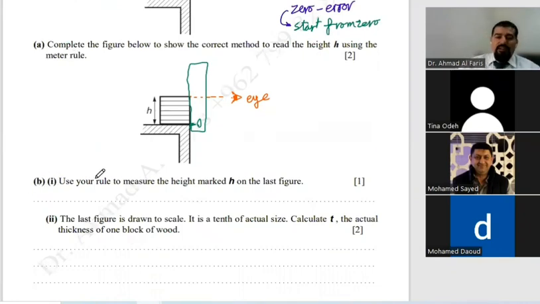Part B, use your own ruler to measure the height marked H on the last figure. Now, unfortunately, all of you have your own printers and each one has different printers. So maybe you print this paper out with different dimensions, with different size. So I don't prefer that, because in an exam or the externals, all of you will have the same standard size of the paper. So if you use your ruler and you measure the distance here, it will be the same distance. Let's assume that the distance here is 2.5 centimeter. That's an easy mark.